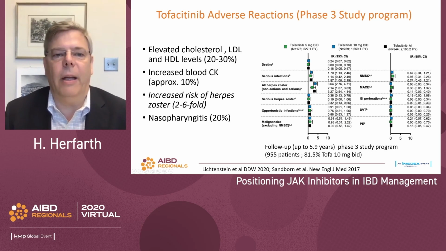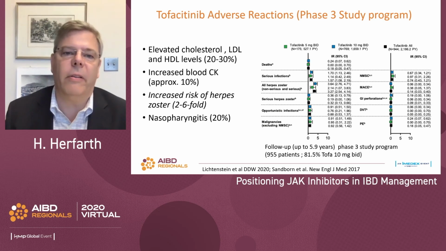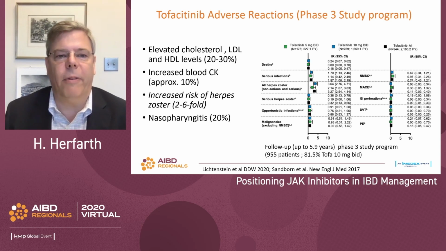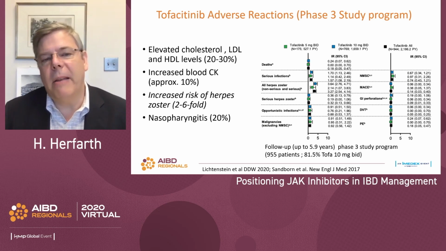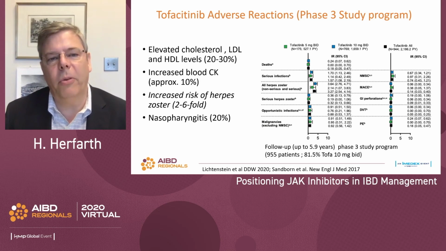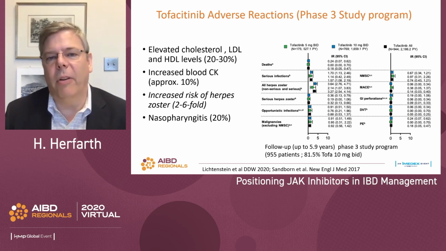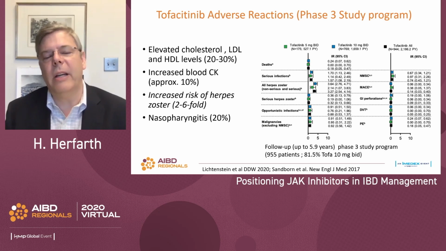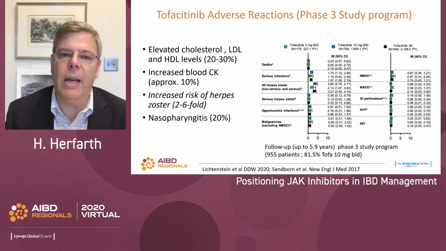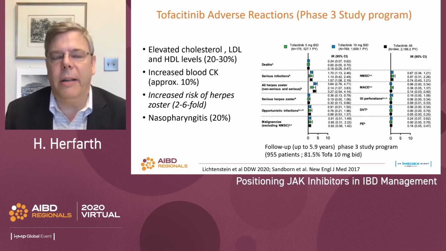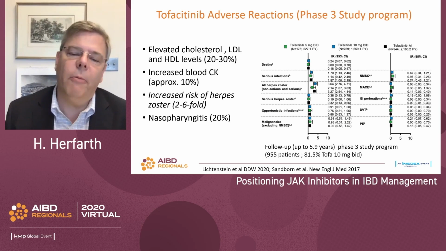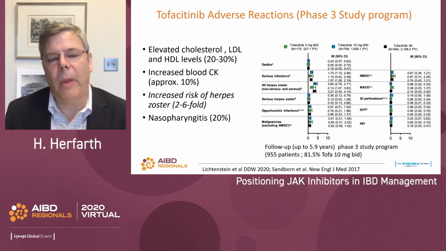And you have increased serious infections, again, 10 a little bit higher than 5. But you didn't have serious herpes zoster infections. You didn't have a significant increase in opportunistic infections. There were some GI perforations, but across the board, it was not significant, and there were no increased MACE, major cardiac side effects. And we come to that later.